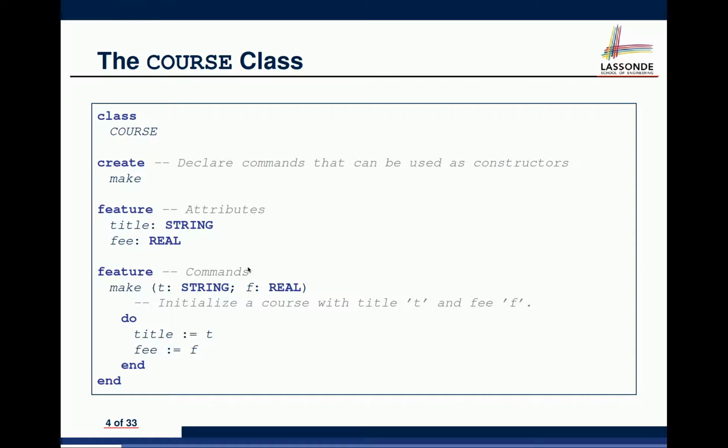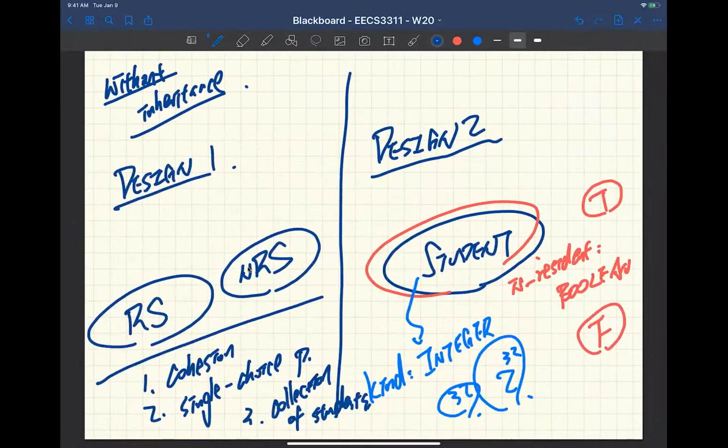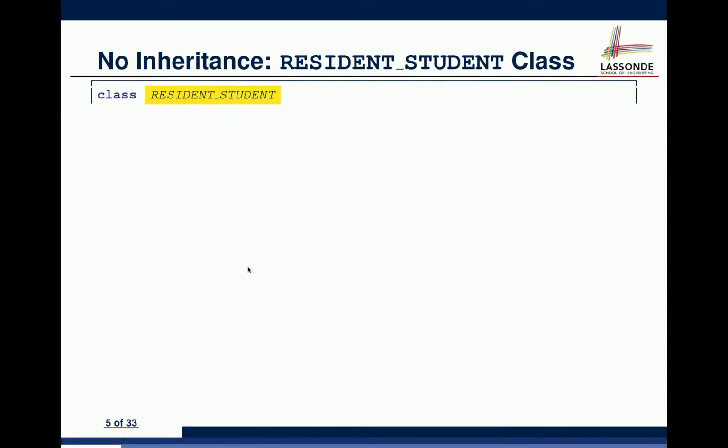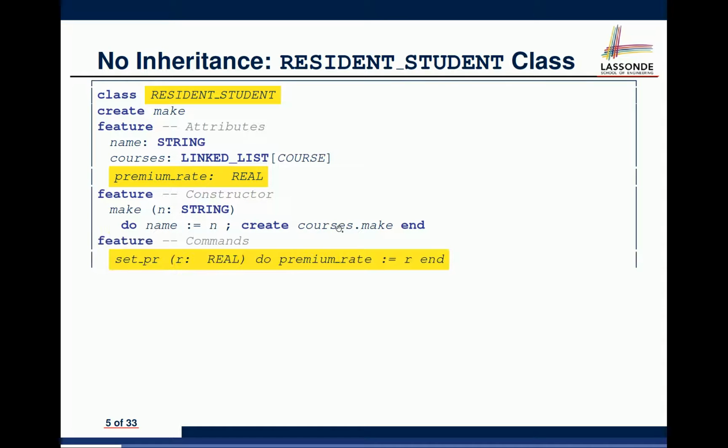Very conceivable. Let's say we have one class called resident students. And remember in the requirements, what should be applicable for resident students? It should be premium rates, right? And also, you should be able to register for courses and etc. Let's have a look. Let's say you have a constructor called make, and now you've got name, courses, and premium rates. Premium rate is only specific to resident students. Also we've got a constructor which will create empty registered courses for the students, and then we can also set a premium rate specific to the resident students.